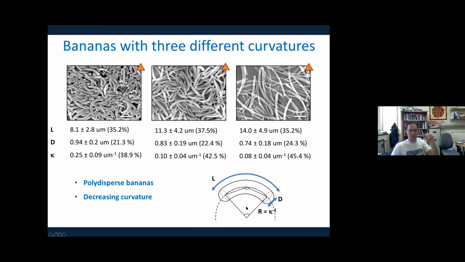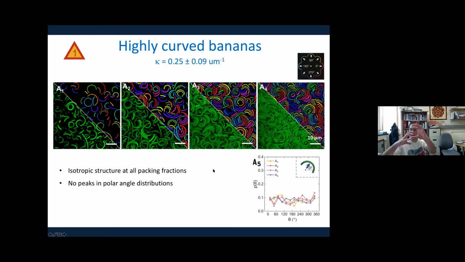But you can see here that there is a length L and there's a radius of curvature here. And the opening angle is actually relevant here. It's the combination of the curvature and the length that sets this opening angle. And the fact that the opening angle was very, very big for these highly curved bananas is why they don't form long range structures, because they cannot stack together, because they are more than half closed, if that makes sense.